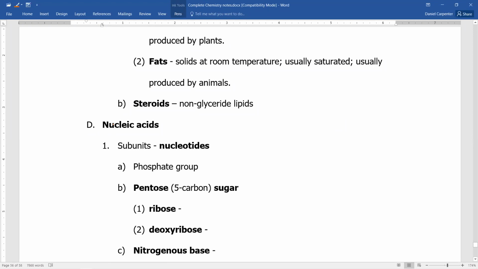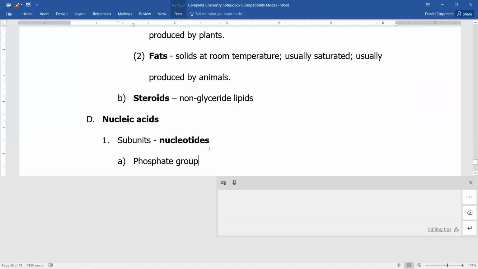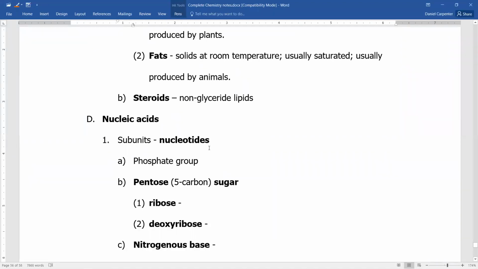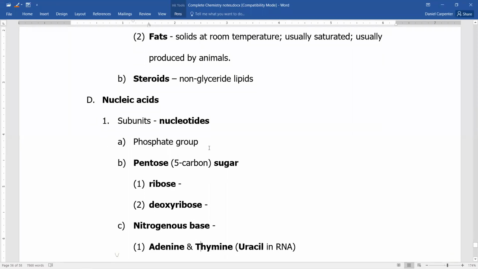And we pointed out that the subunits were nucleotides, and then the subunit had sub-subunits, if you will. Nucleotides are made of three different things: a phosphate group, a pentose, meaning 5-carbon sugar, either ribose or deoxyribose, and nitrogenous bases.